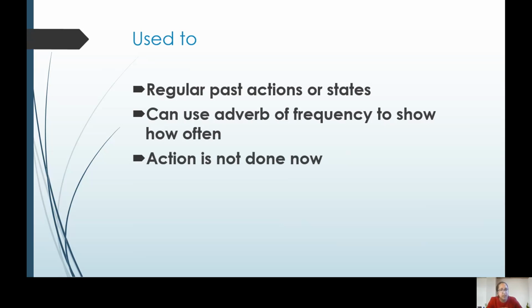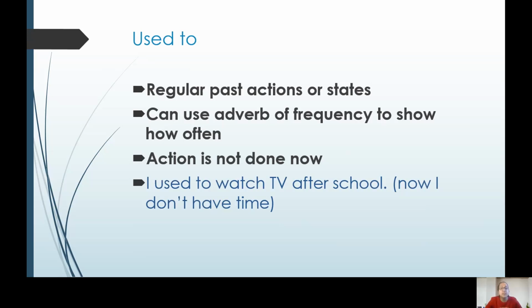And this is very important. So you can't say, I used to go to the cinema every month if you still go to the cinema every month. Okay. For example, I used to watch TV after school. Now I don't have time. Or now I don't go to school.